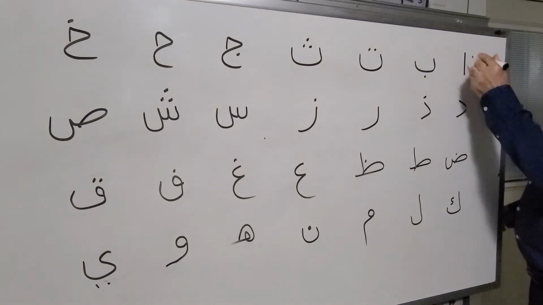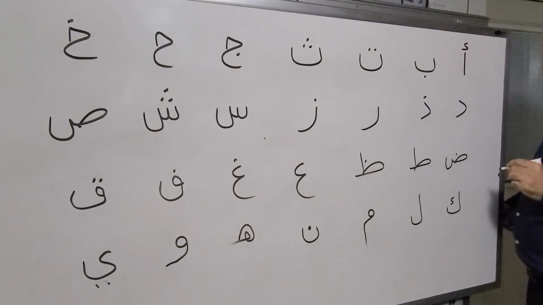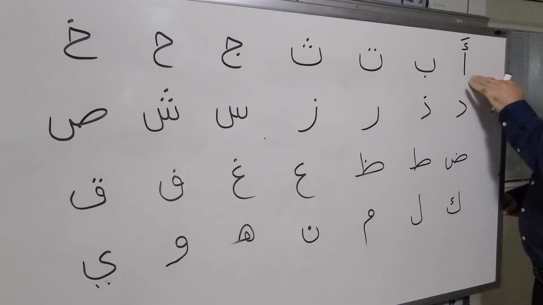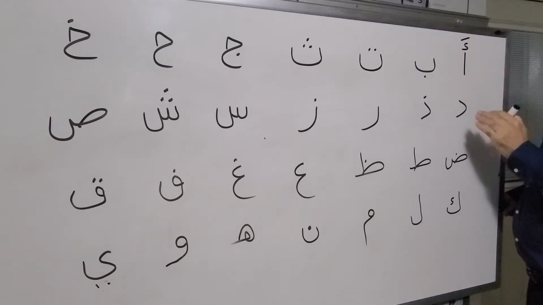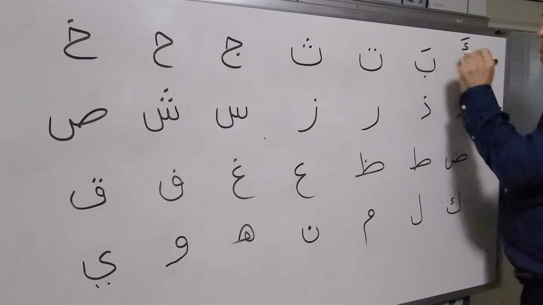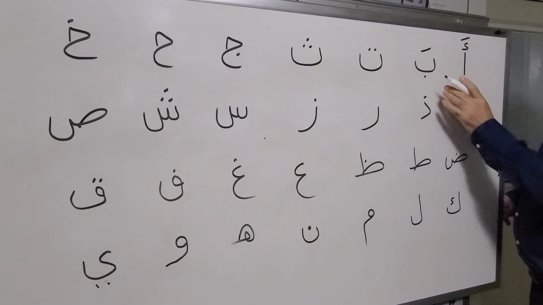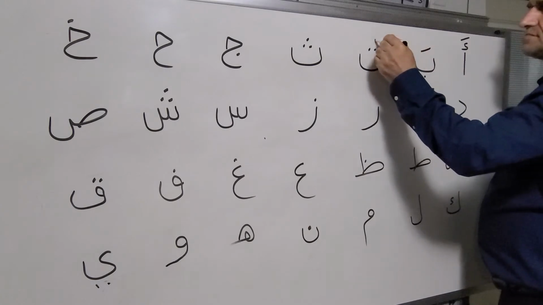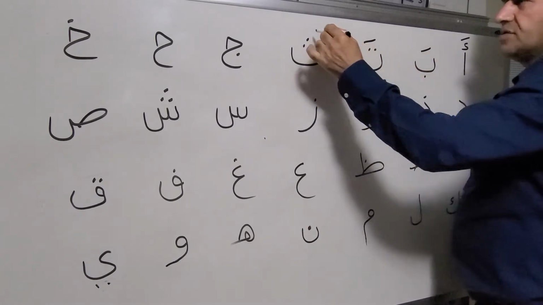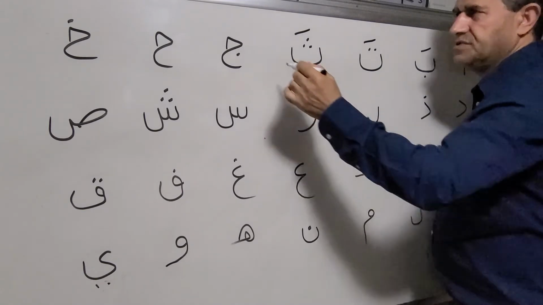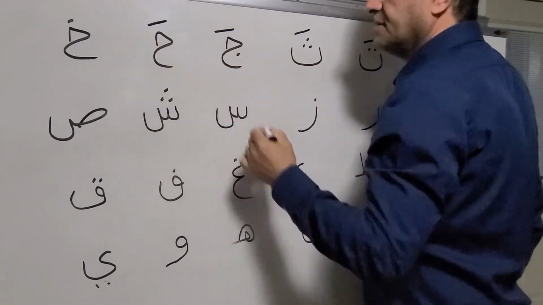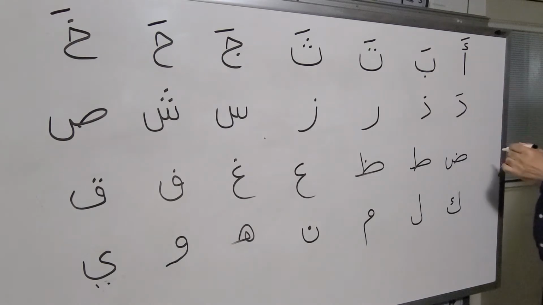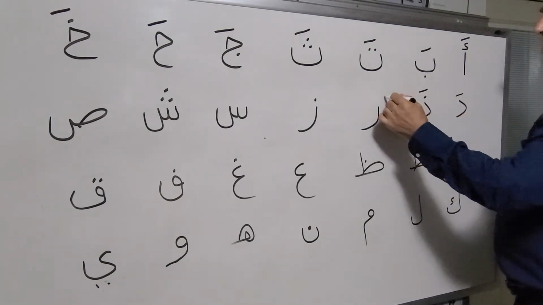So, Fatha. For example, this we call Hamza, and then we put this dash, that's fatha, above alif, and the sound will change to a. Ba, put this dash, we call it fatha, the sound will be changed, ba will be ba. And then ta will be ta, tha will be tha, jim will be ja, ha will be ha, kha will be kha, dal will be da, dhal will be dha, ra, za.